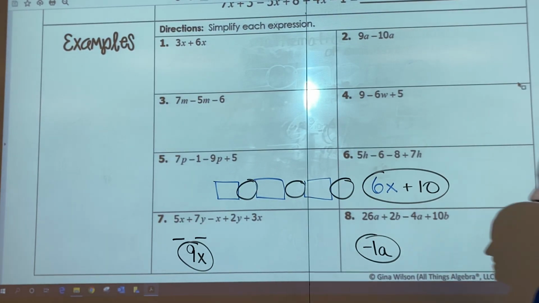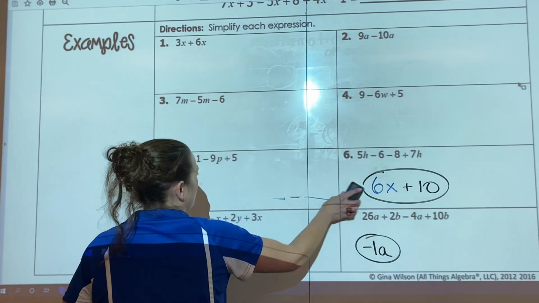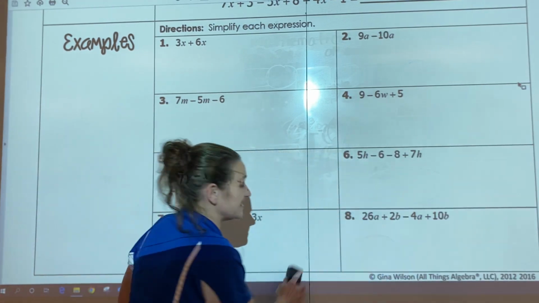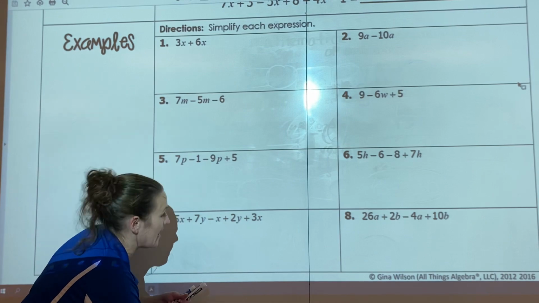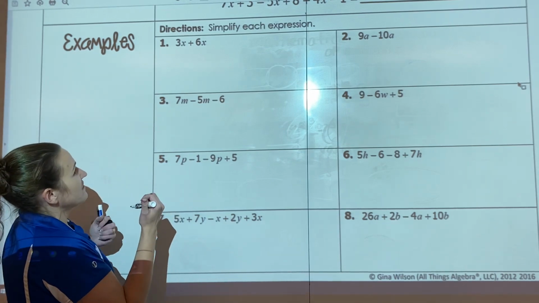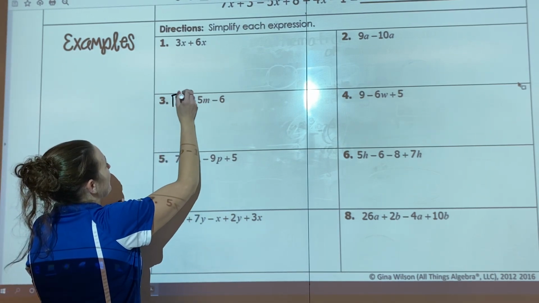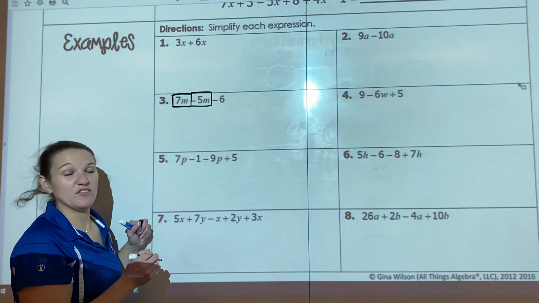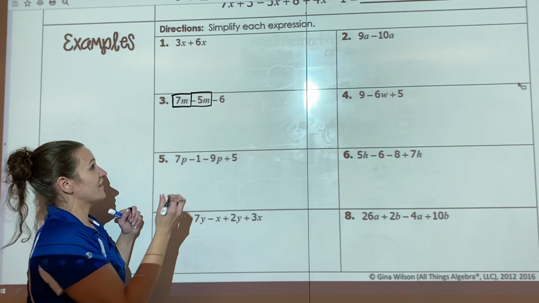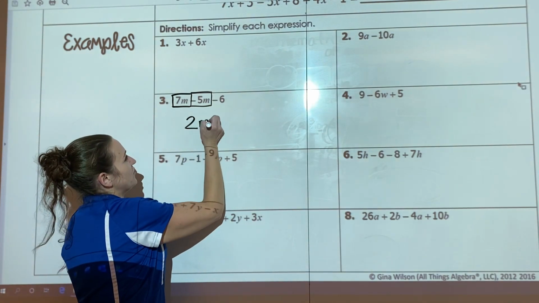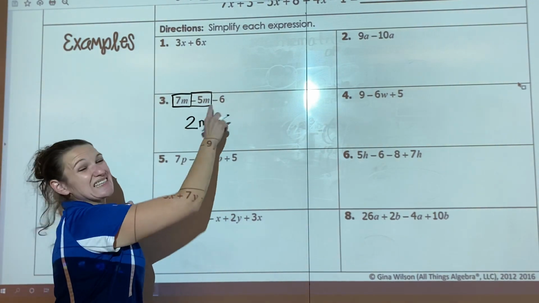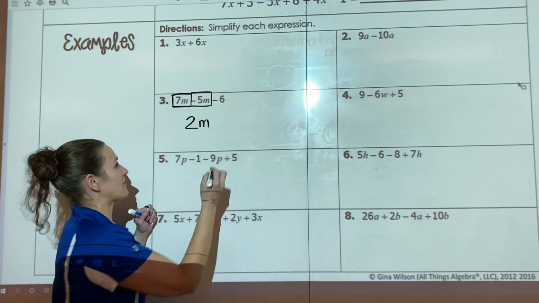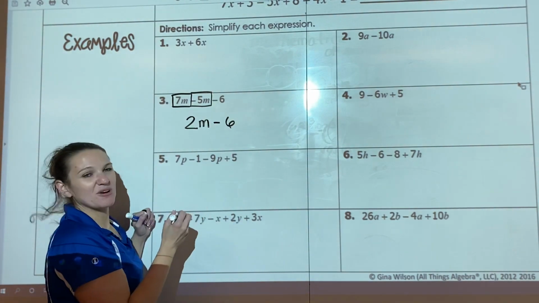All right. So now we have like terms and things that aren't like terms. So let's simplify and see what happens. Our like terms in this case are going to be 7m and negative 5m. And if you put those together, 7 minus 5 gives me a positive 2. Keep your m. The negative 6 has nothing to combine with, so I just bring it down. Now we are simplified.